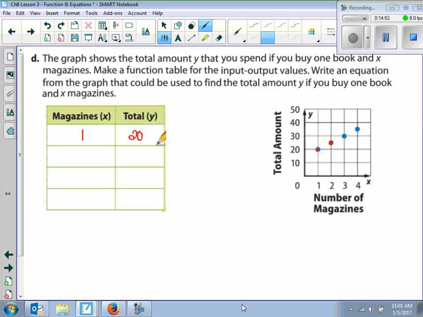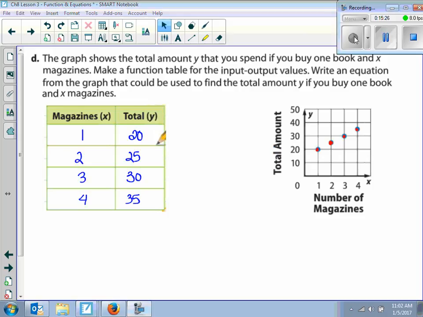If I look at the next point right here, what's my ordered pair for that one? 2, comma 25. Very good. 2 comma 25. And then for the third one, what's that? 3 comma 30. And then the last one is? 4, 35. Very good. 4 comma 35.